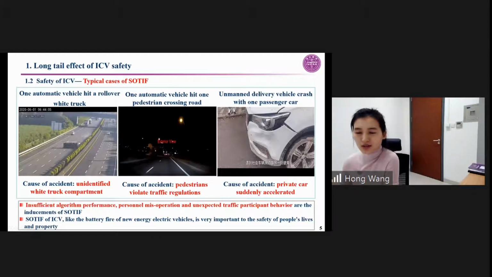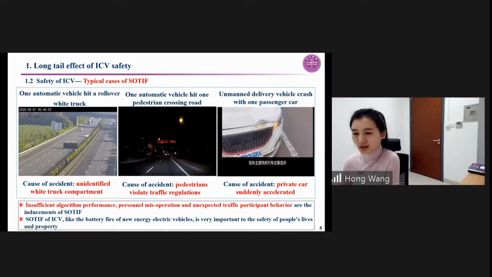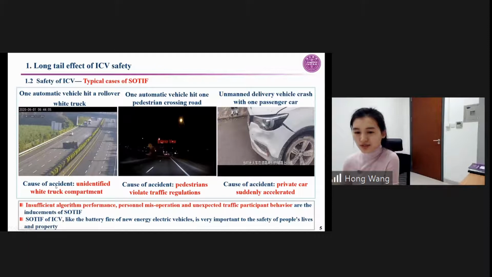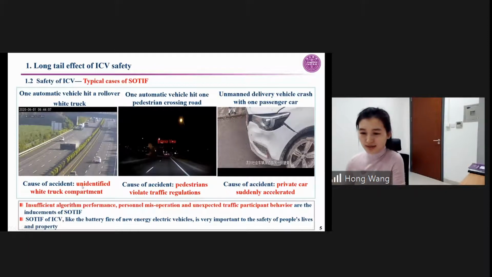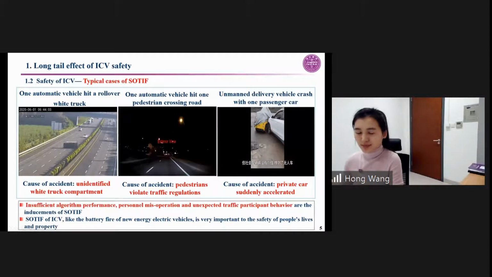We can see that this white truck lay down on the road and the automatic vehicle crashed into it without any deceleration. So the cause of this accident is an unidentified white truck compartment. This is because of the perception limitation.